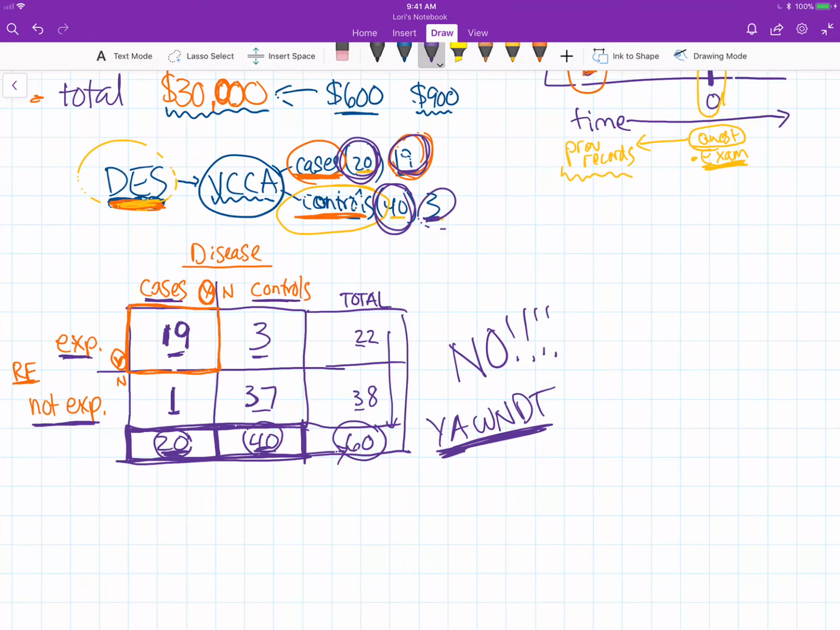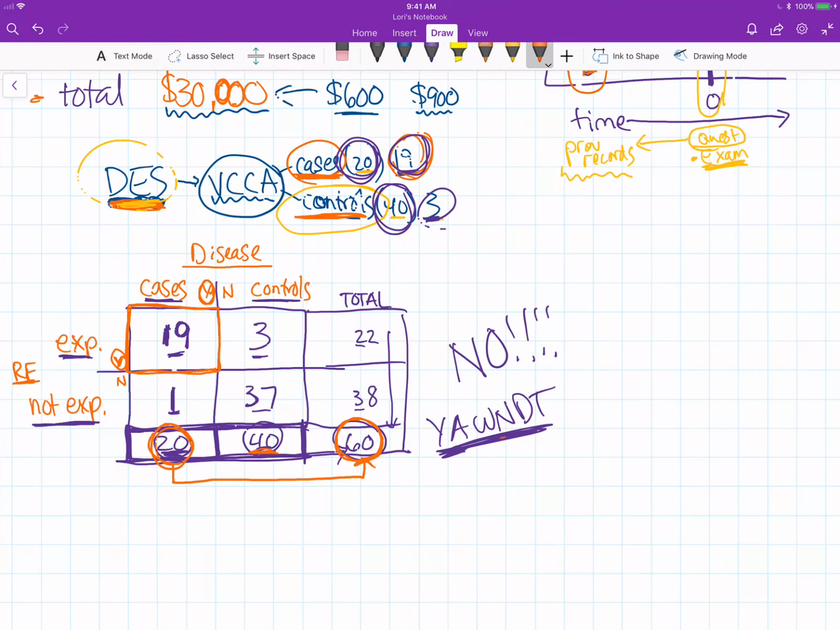Prevalence is the number of cases divided by the total. Now remember, I said this was a rare disease, and so I had to collect all the cases I possibly could, and then I came up with some controls to compare it to, 40. But people mistakenly then say, oh, well, the prevalence is 20 out of 60. So, wow, a third of the population has vaginal clear cell adenocarcinoma. There's an outbreak. And that's absolutely wrong.